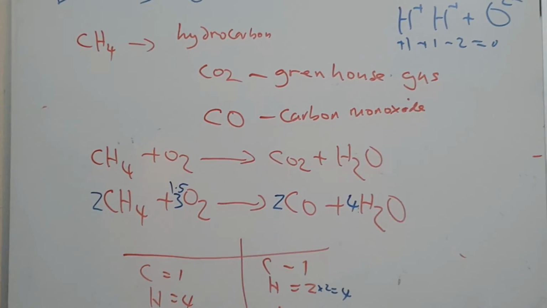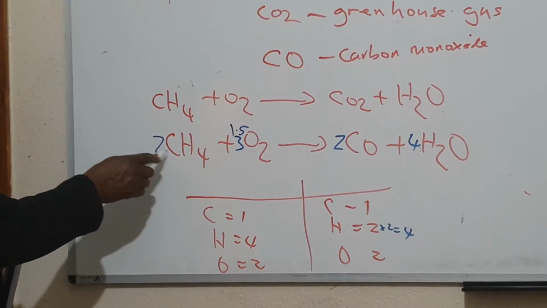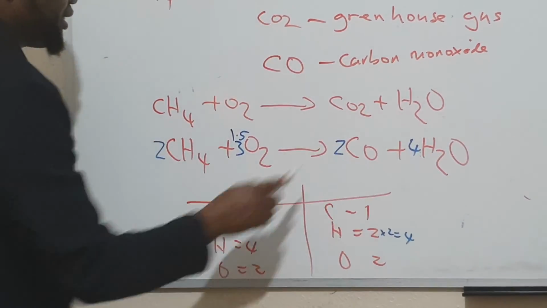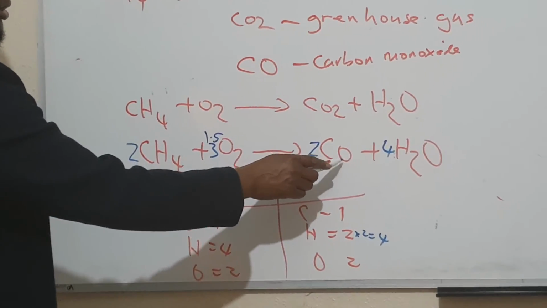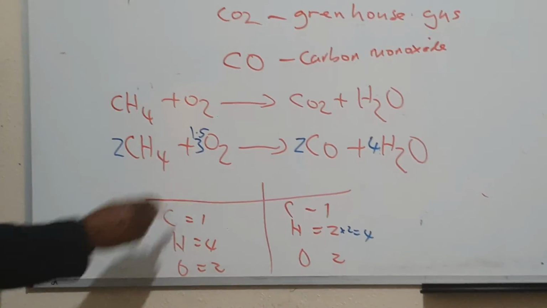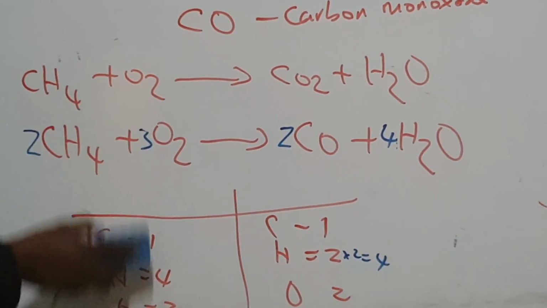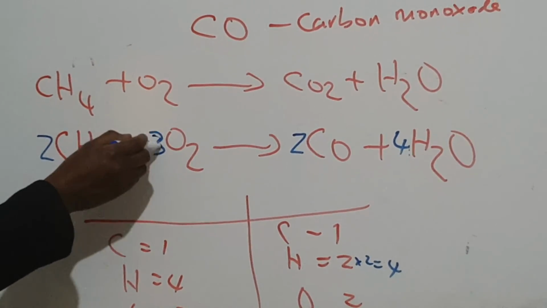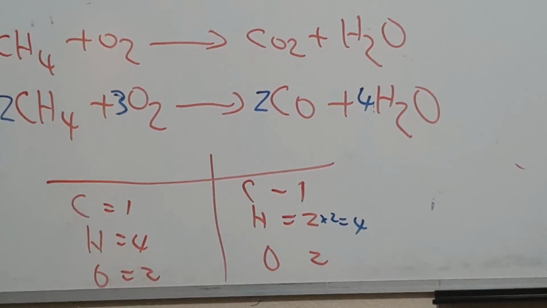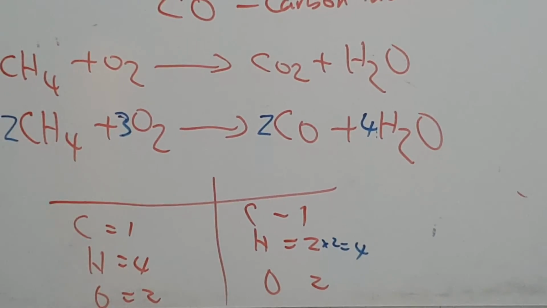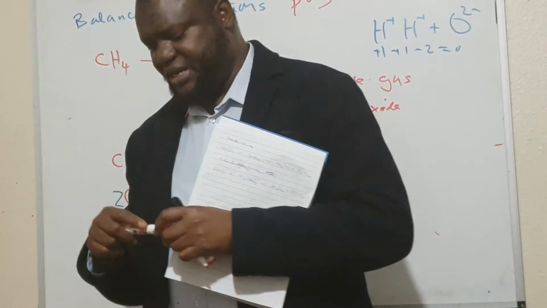Now let's count. How many carbon? 2. Hydrogen, 2 times 4 is 8. Oxygen, 2 here, 4 here, 6, 3 times 2, 6, so it's balanced. Do you get it? So this one is not as innocent as it looks, and it can become an exam question. So we're going to do a lot of balancing equations, yes? Because many students have problems with this.